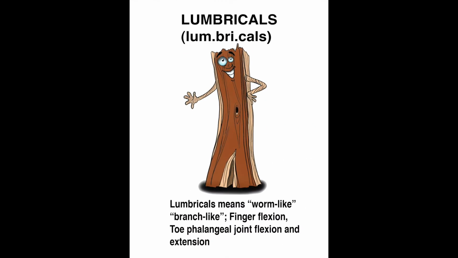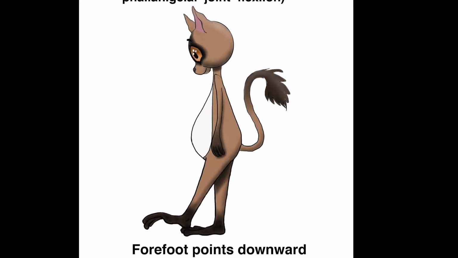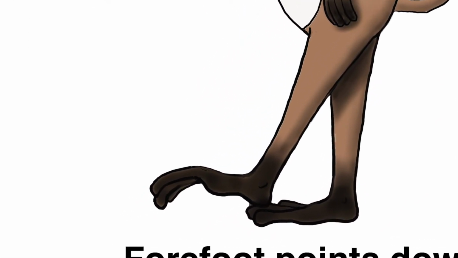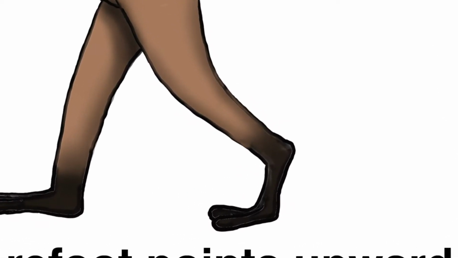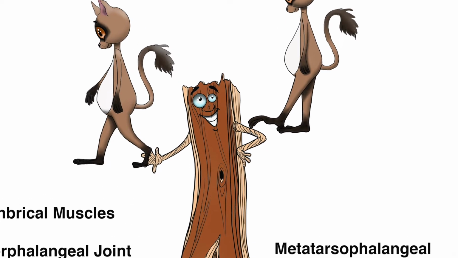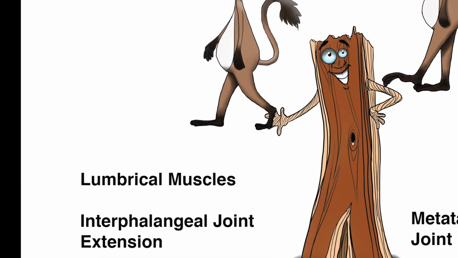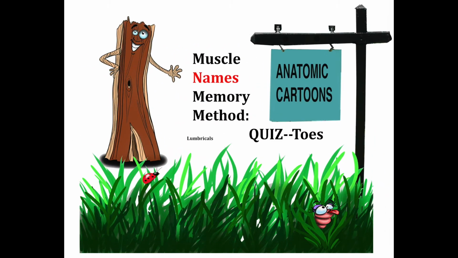The lumbricals are the final toe muscles we present. Do you remember in earlier videos of muscle actions that toe metatarsophalangeal joint flexion points the forefoot downward, and toe interphalangeal joint extension points the forefoot upward. The muscles responsible for these actions are the lumbricals. They flex the metatarsophalangeal joint and extend the interphalangeal joint. We will now start the quiz.